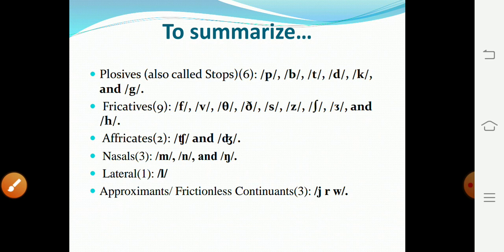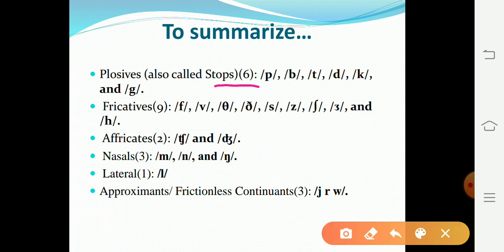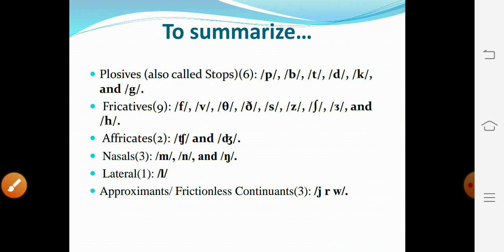To summarize, plosives, also called stops, are 6 in number. Fricatives, they are 9 in number. Affricates, they are 2 in number. Nasals, they are 3 in number. Lateral, 1 in number. Approximants or frictionless continuants, they are 3 in number.